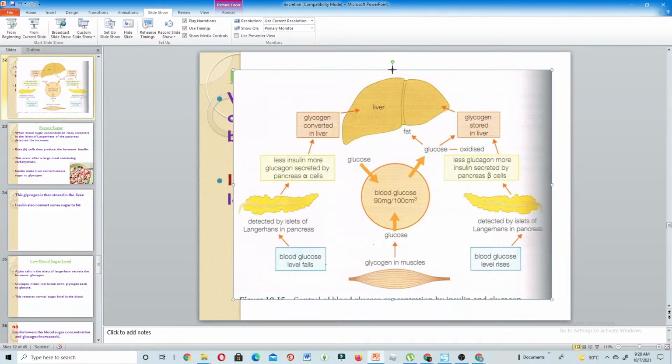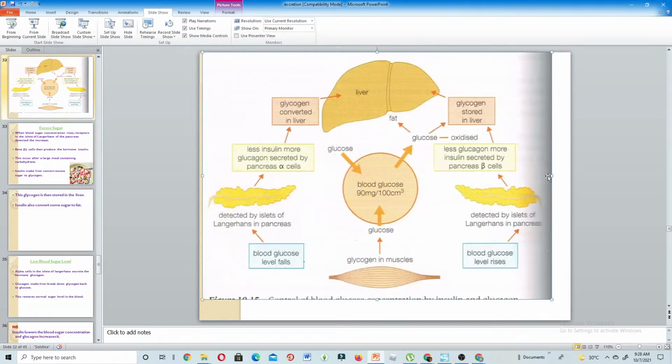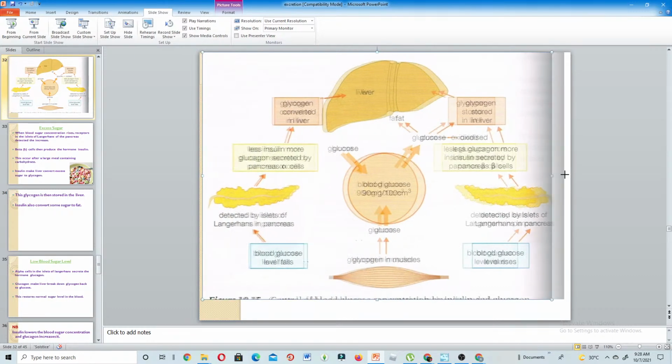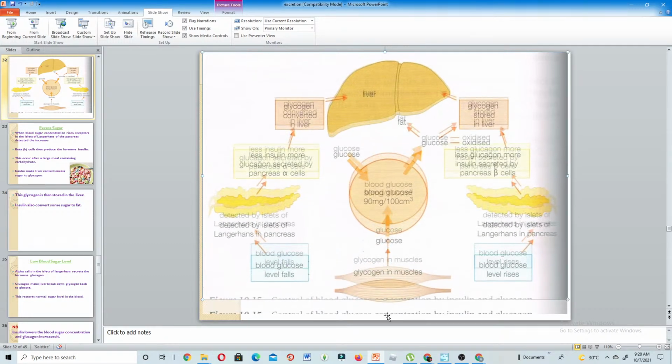Alright, so this image here explains fully what happens if you have too much sugar in the blood.